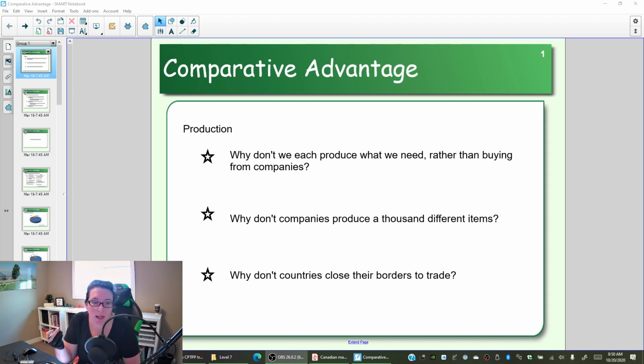So here we're looking at how do businesses decide what to specialize in? And why do businesses decide to specialize? Why don't they make everything in a broad range of things? Why do they make a small group of related items?